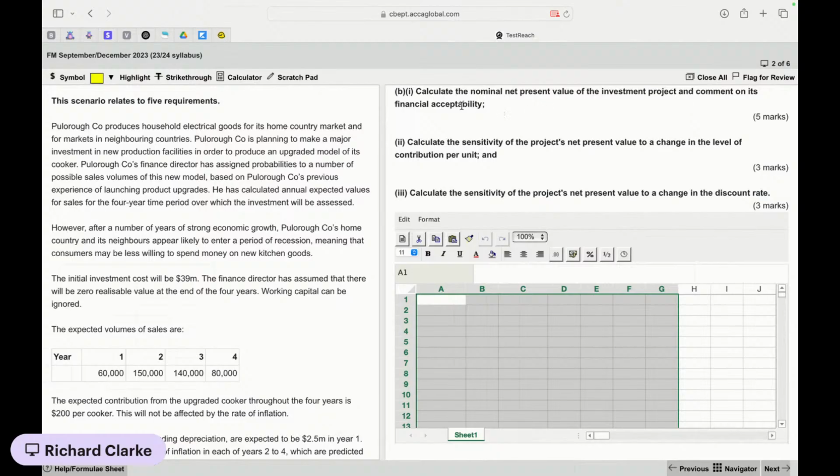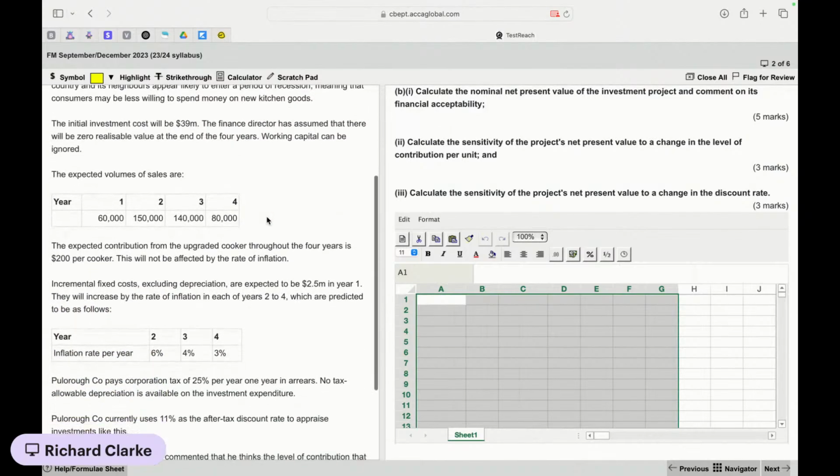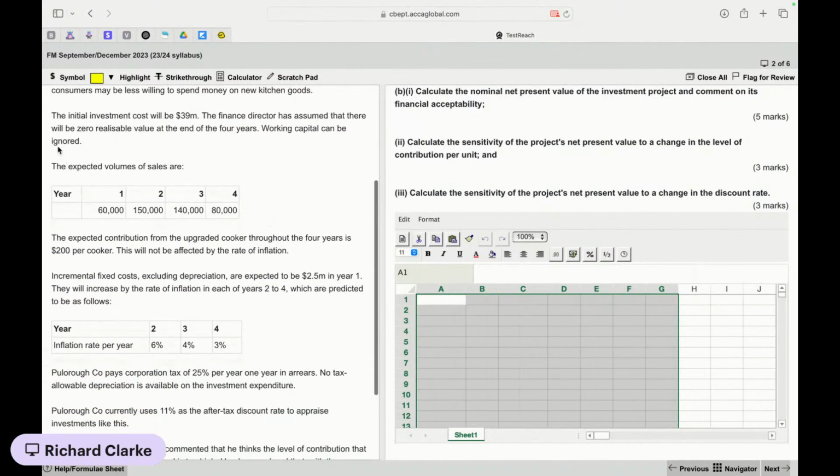What we're going to do first of all for 5 marks is calculate an NPV. NPV basically starts over here on the left-hand side, and it says the initial investment will be 39 million. I'm going to do it in thousands, so that's 39,000. The finance director assumed there'll be 0 residual value, so I can ignore that. Working capital can also be ignored. And I can see there are 4 years.